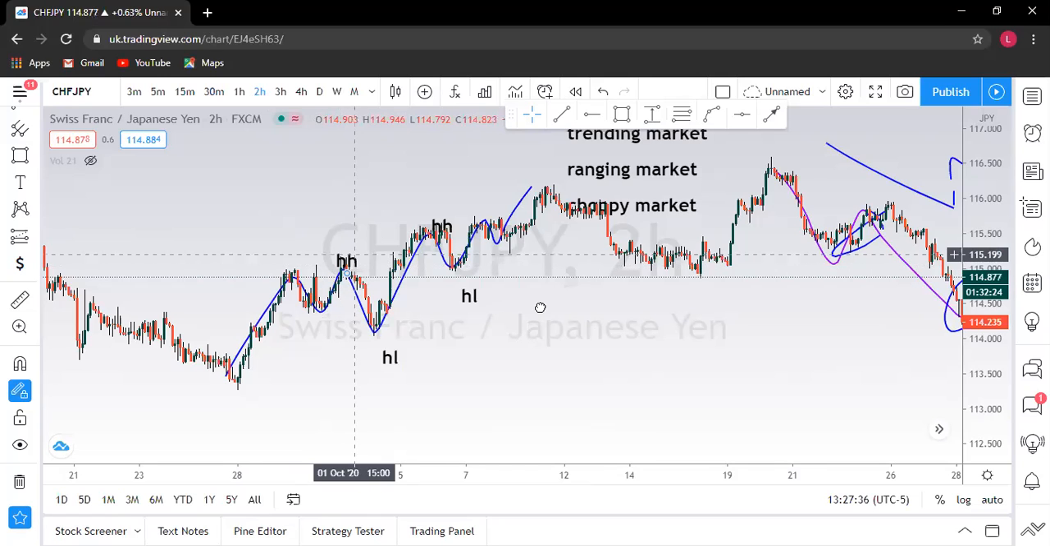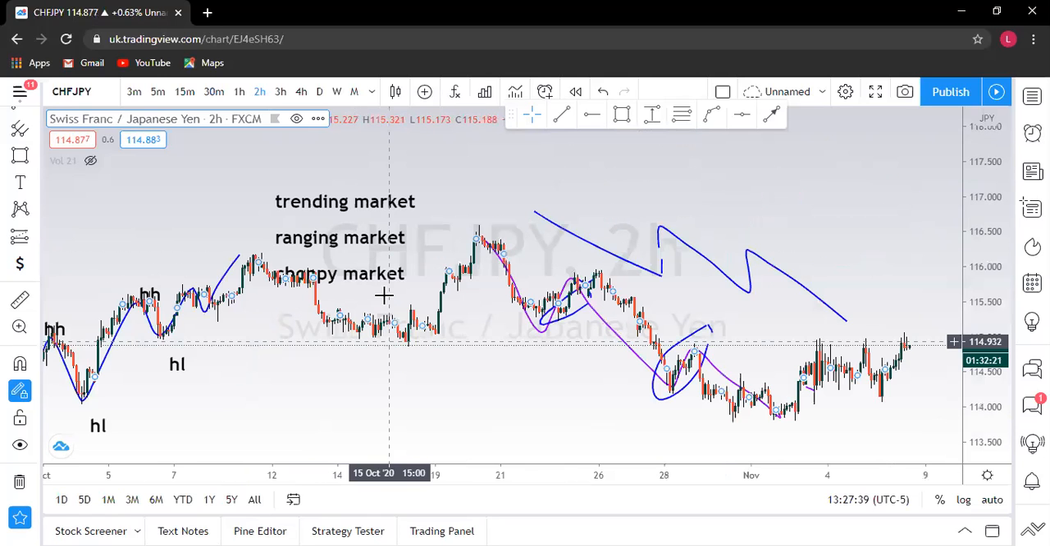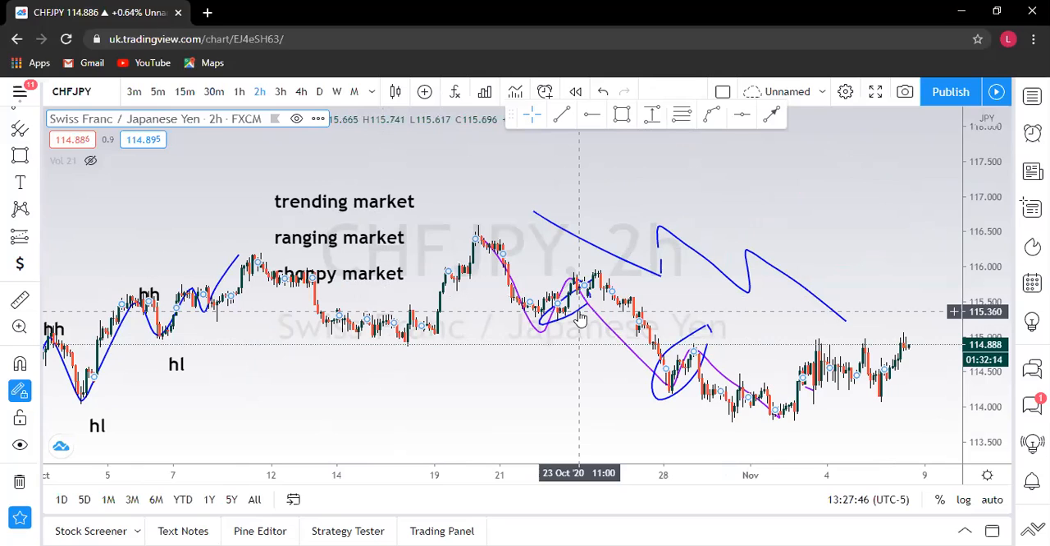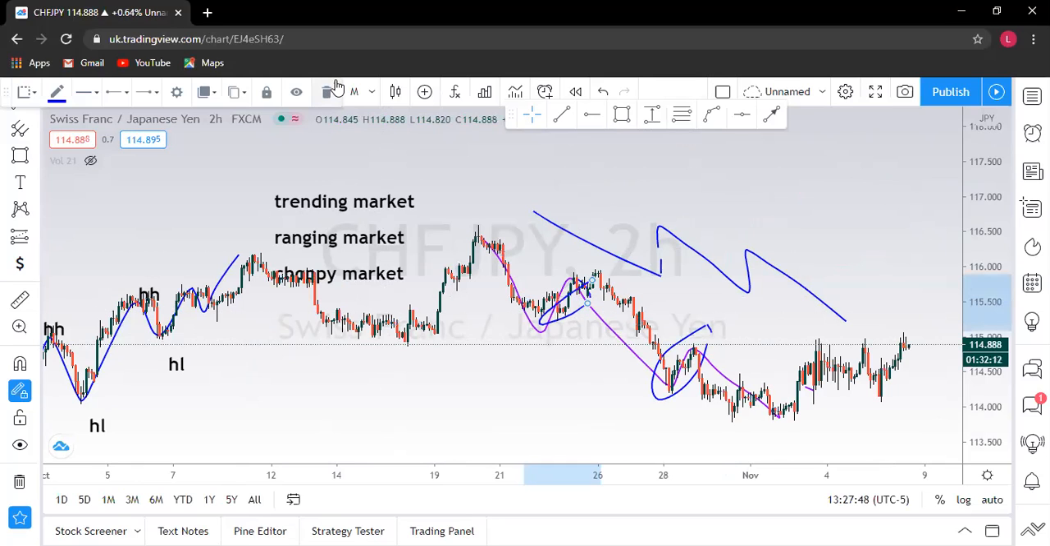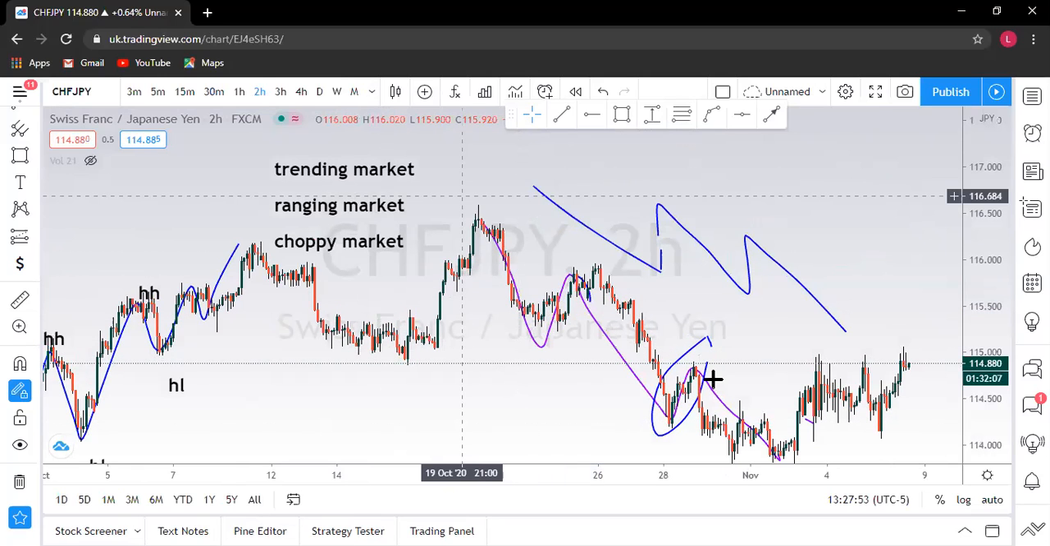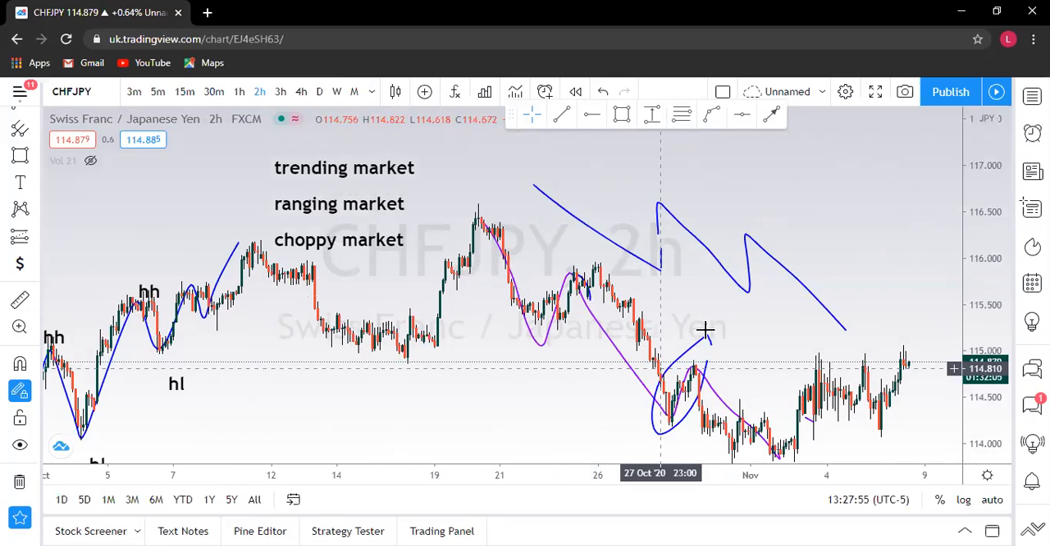Now let's go to a downward trend to label a downward trend. On a downward trend, there are two things that you also need to look out for. You need to look out for what is known as lower highs and lower lows. Do you understand? Lower highs and lower lows. Those are the things that you need to look out for on a downward trend.